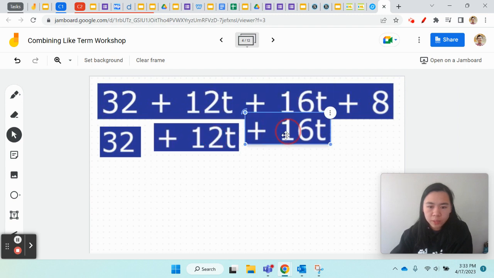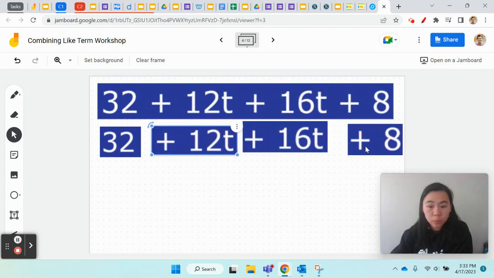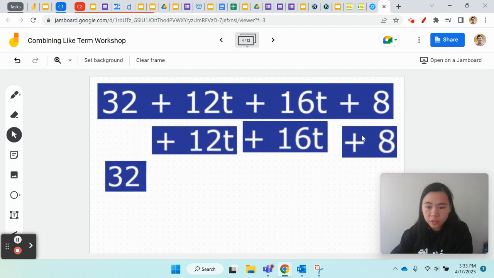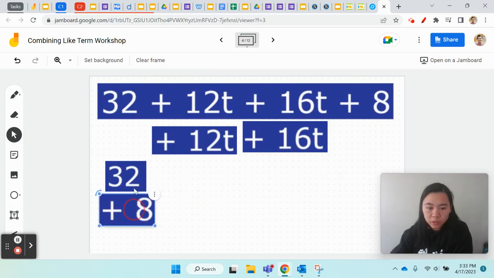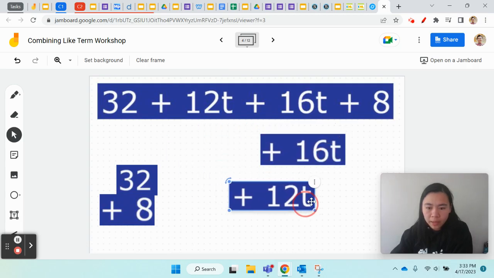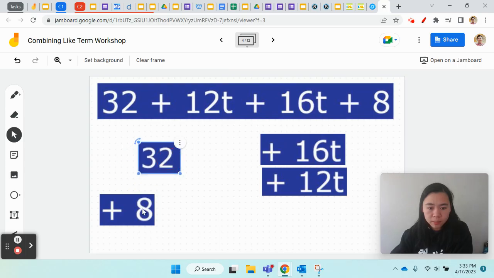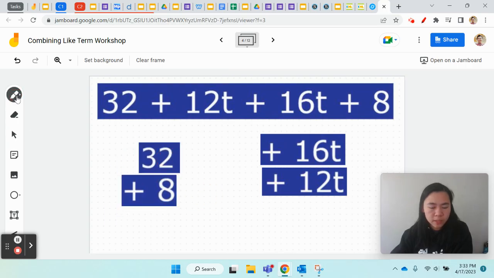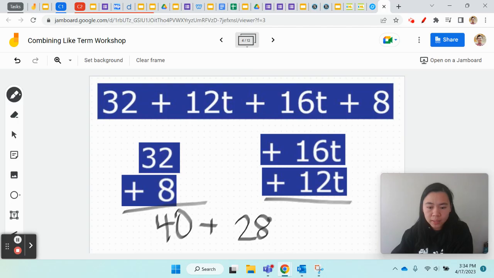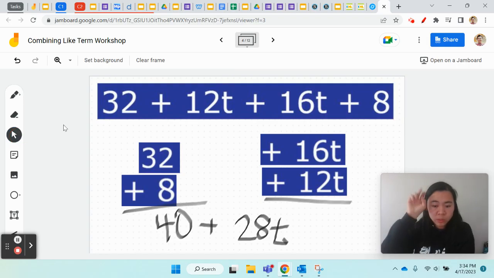Okay, so I'm going to separate my terms, see what families I can make. Here's an integer, here's another regular integer, and then I have my family of t's. So 32 plus 8 is 40, plus 16t and 12t is 28t. We're able to simplify from 4 terms to now 2 terms.